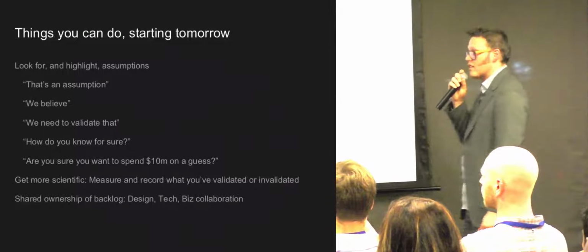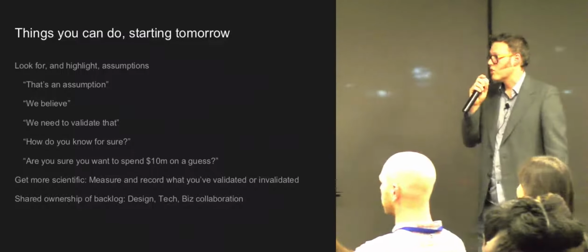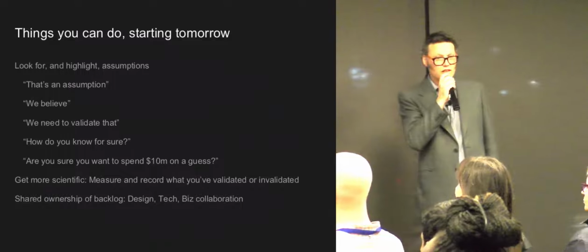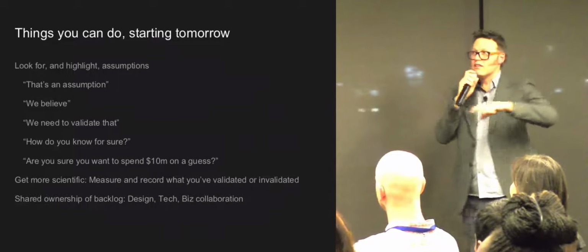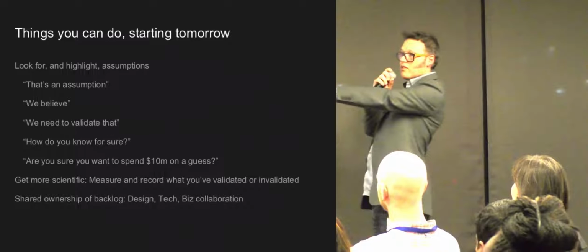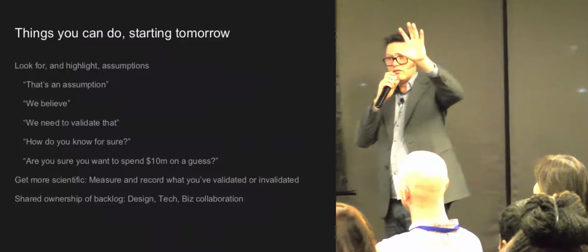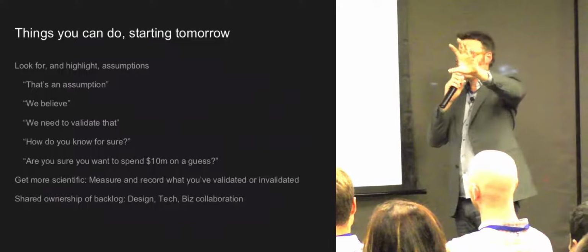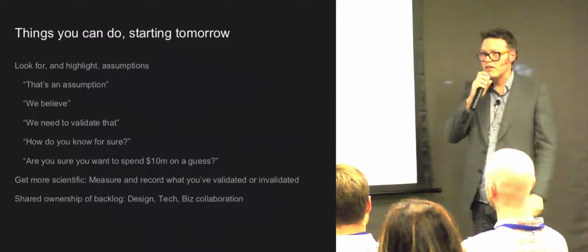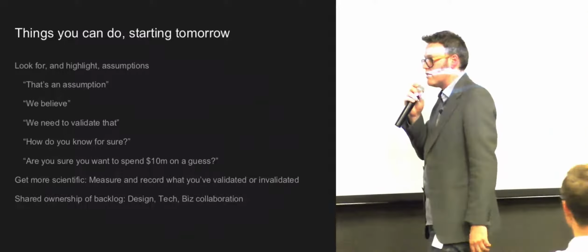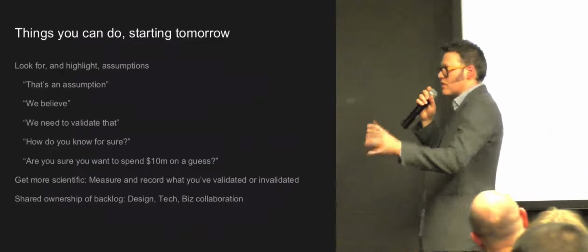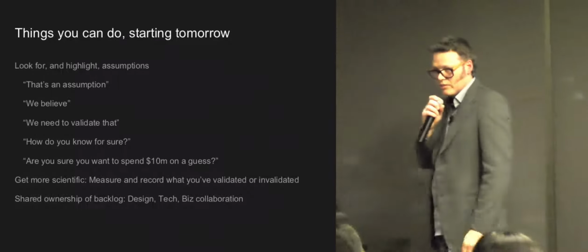Another thing you can do is to get a little bit more scientific and measure and record what you validated or invalidated and actually highlight those. Basically with the hypothesis progress board, you can articulate them. Everyone can see them there. This is a hypothesis. This is what we think. Maybe even you could give a confidence percentage on them. We're 60% confident that this will work.